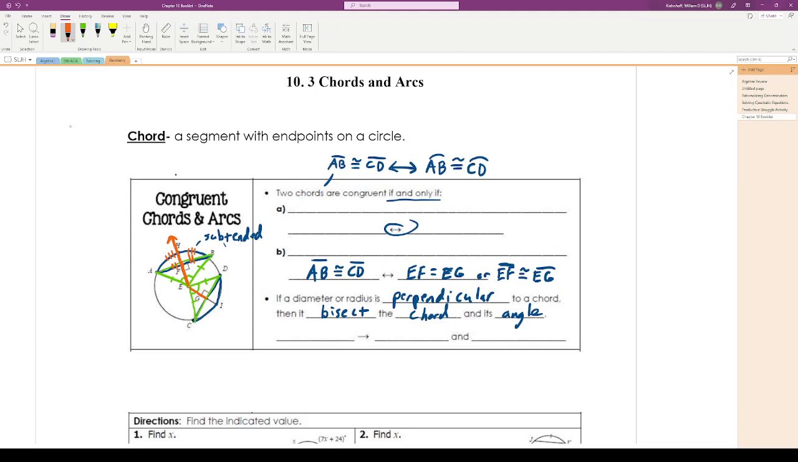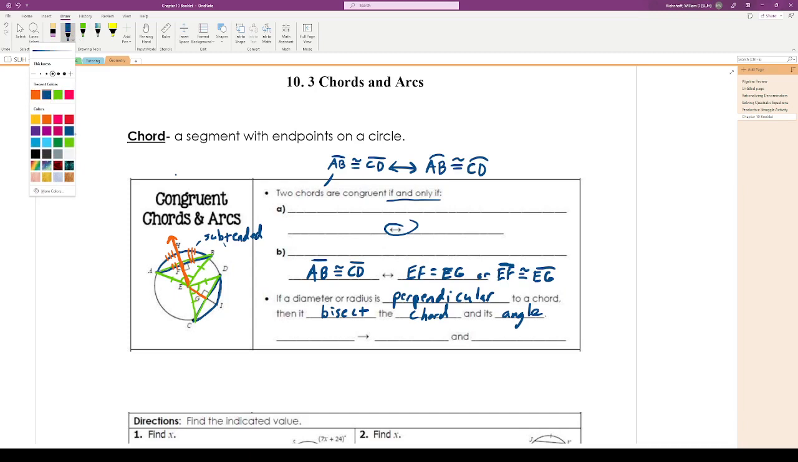So AFE and EFB would be congruent because this is equal, EF is equal to itself by the reflexive property. So again, we get side angle side between these two smaller triangles, meaning that this is bisected. And then since that's bisected, so is the arc. So we kind of get this nice little package where everything is nicely related to each other.